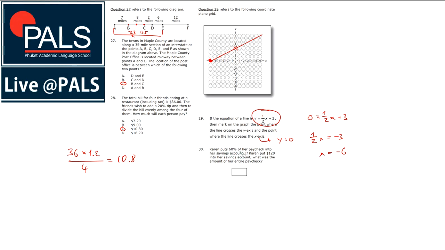Karen put 60% of her paycheck into her savings account. If Karen puts 120 into her savings account, what was the amount of her entire paycheck? So 120 is equal to 60%. How much is 100%?